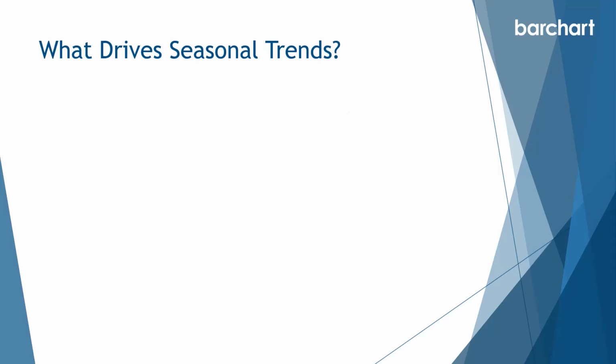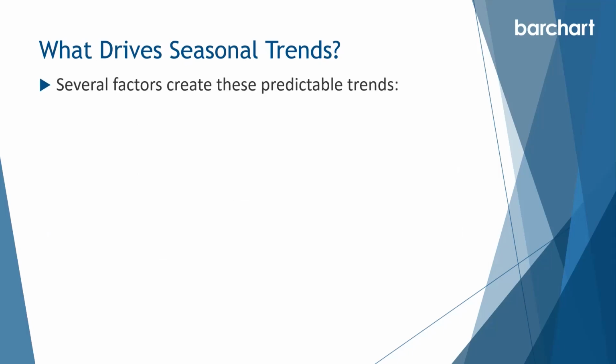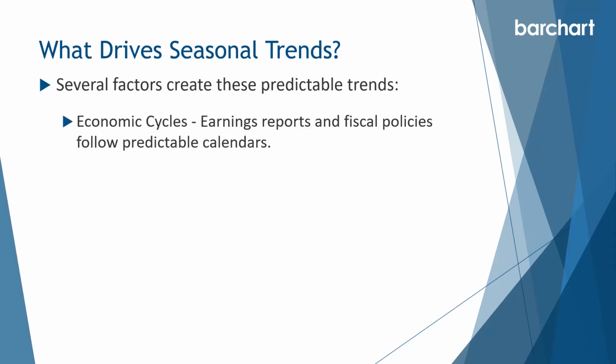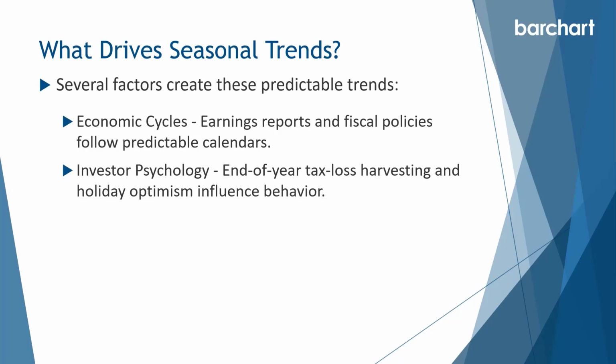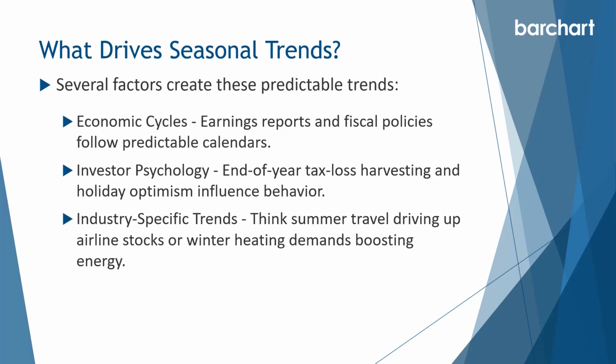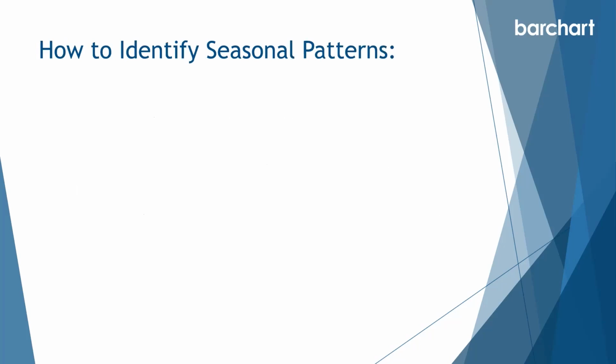So what drives seasonal trends? Several factors create these predictable trends. Economic cycles such as earnings reports and fiscal policies follow predictable calendars. Investor psychology, for example, end-of-year tax loss harvesting and holiday optimism, influence behavior. And industry-specific trends. So think of summer travel driving up airline stocks, or winter heating demands boosting energy.